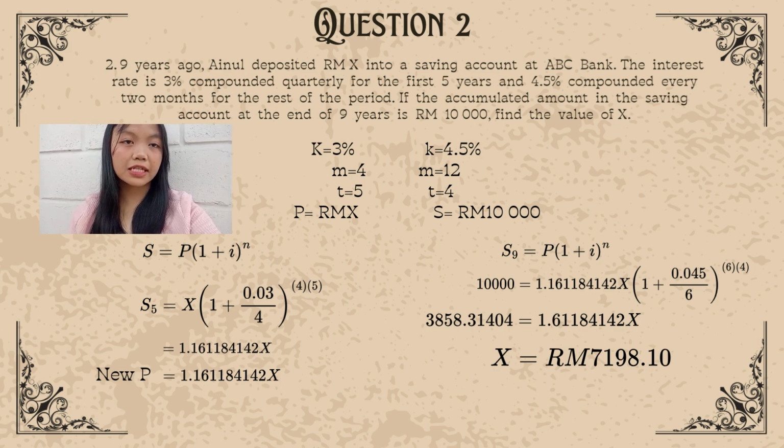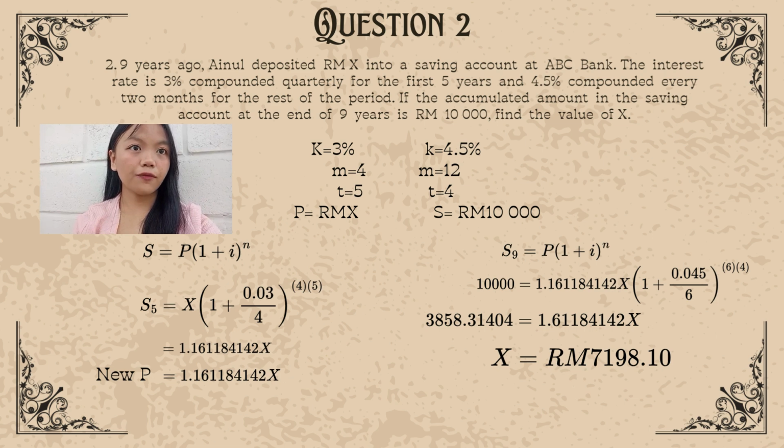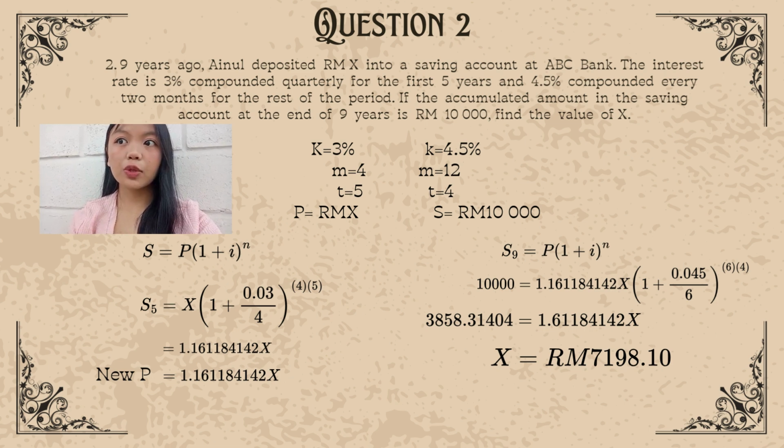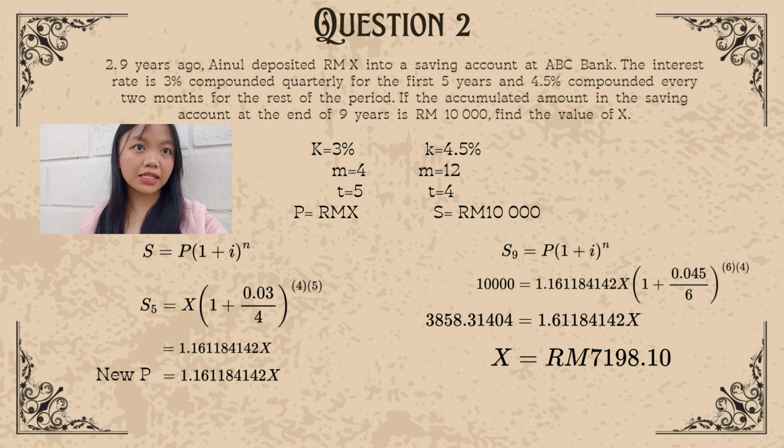So the first stage is the first 5 years. For this first stage, we need to calculate how much the starting amount, which is X, grew during the 5 years, which is T, at 3%, which is K. And then the interest was added quarterly, which is M. And for the second stage, which is the remaining 4 years, we need to calculate the money from the remaining 4 years at a new rate of 4.5%. Interest was added every 2 months.